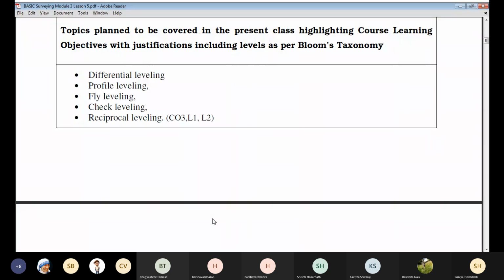In this semester, you will be thoroughly learning about the direct method of leveling. In the direct method of leveling, we use a level instrument and a leveling staff. And in the direct method, there are different types of leveling: fly leveling, check leveling, and reciprocal leveling.